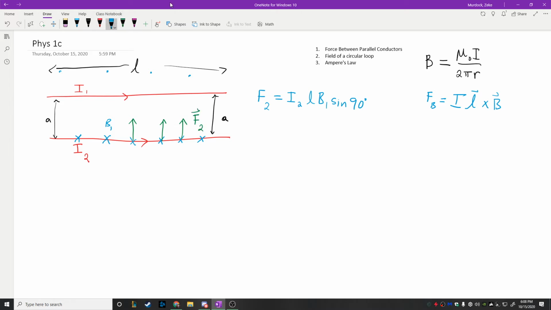Now, we can combine these two ideas together and say that this force, F2, is equal to I2. That stays the same. Change the way I'm sitting because it's making these look kind of weird. So this force, F2, is going to be equal to I2 multiplied by the length. But B1, the magnetic field created by wire 1, is going to be equal to, according to our equation here, mu naught multiplied by I1, and then we have to divide that by 2 pi, and you have to multiply by the distance here. Okay.